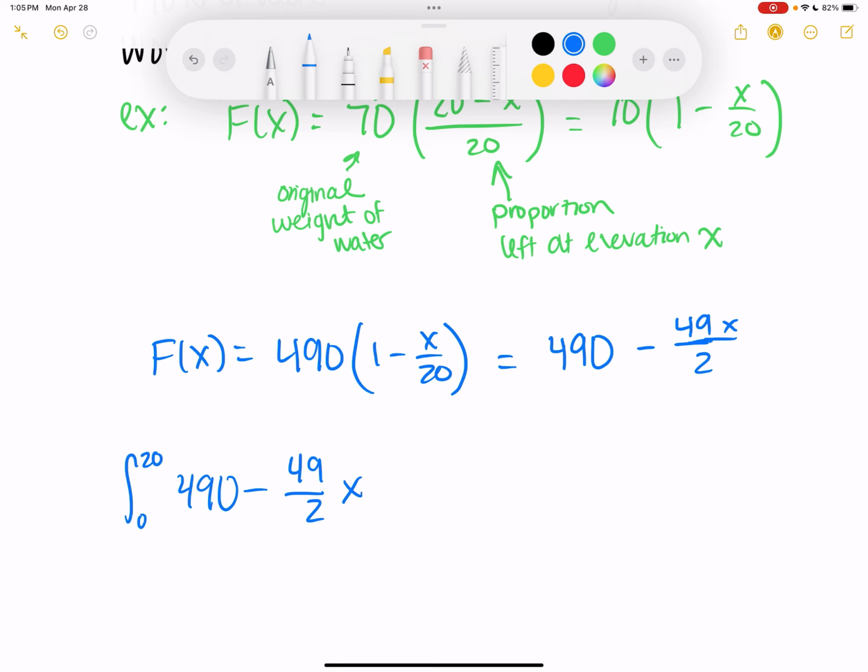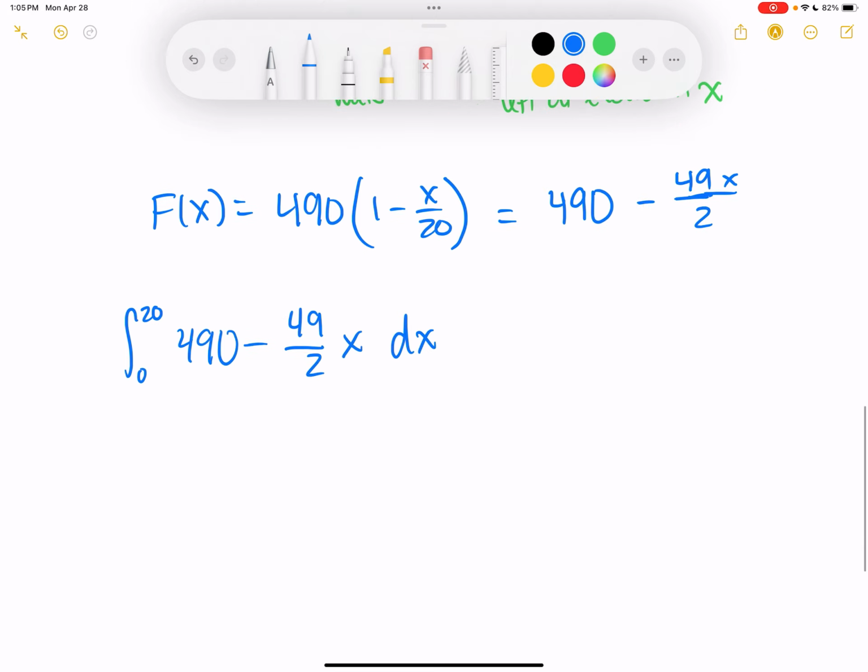Now, the main reason for me choosing to write it this way is because integrating will be easier in this form than in this form. I would end up having to multiply to integrate anyways. And obviously, we've got dx here. So this would be 490x minus 49 over 4 x squared, evaluated from 0 to 20.